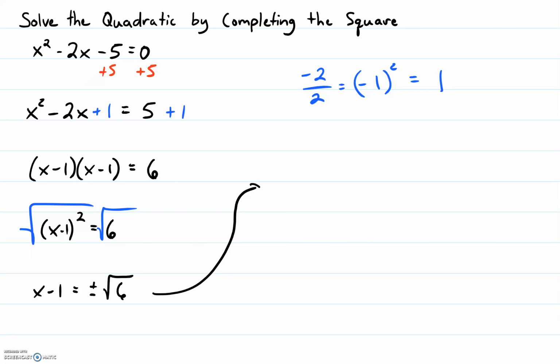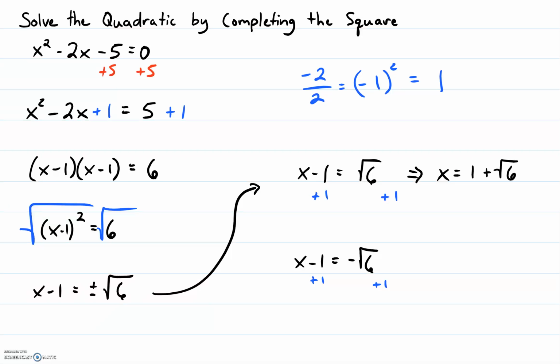So now let's solve each of those options. Either x minus 1 is equal to positive square root of 6, or x minus 1 is equal to negative square root of 6. Now we're going to solve each of these by adding 1 to both sides. For our first equation, we get x is equal to 1 plus the square root of 6. I'm just rearranging those terms so that it doesn't look like the 1 is under the square root. Our second equation gives us x is equal to 1 minus the square root of 6. And so those are our two solutions.